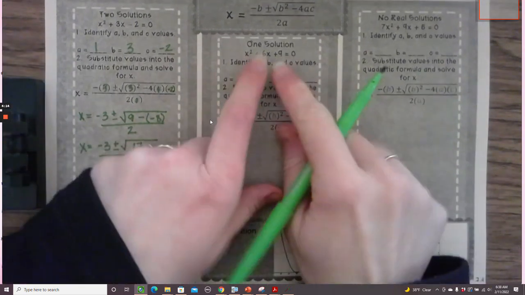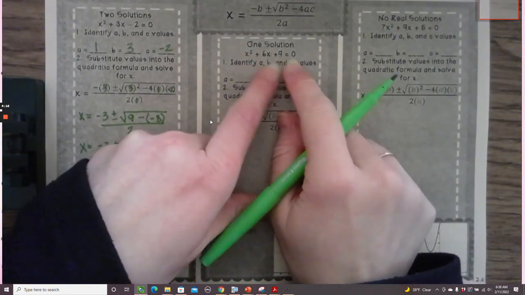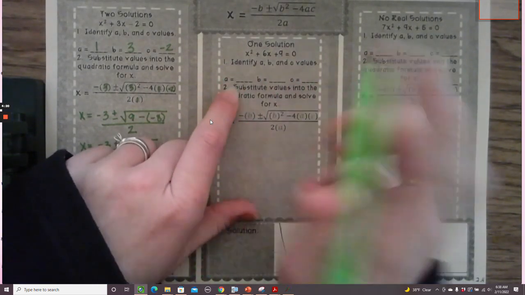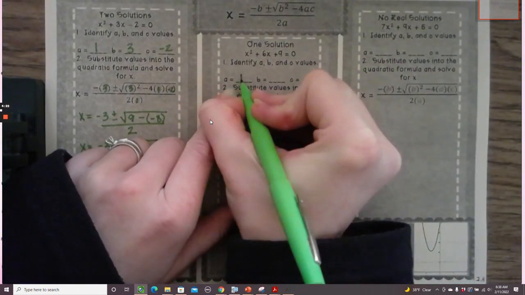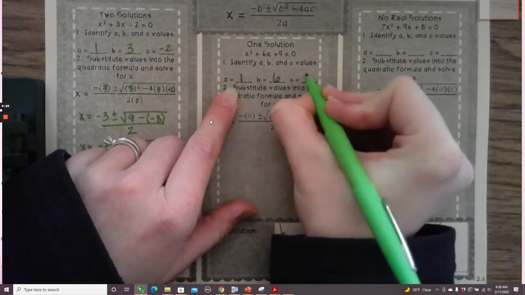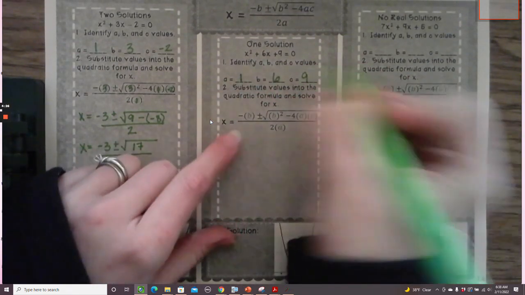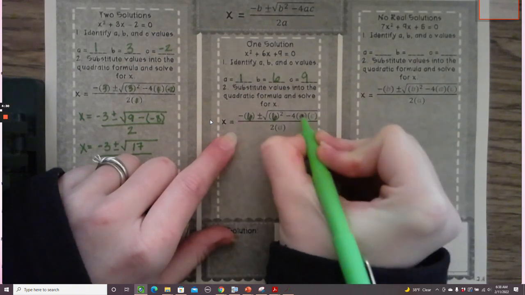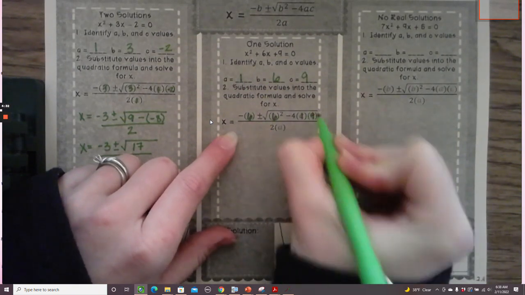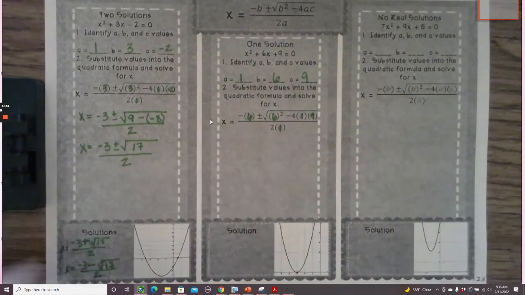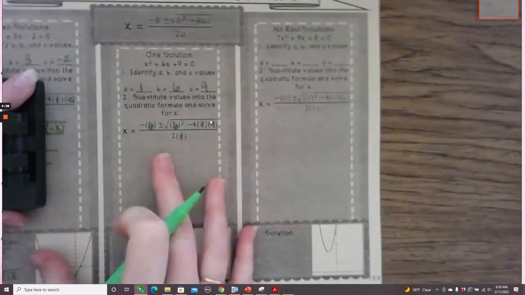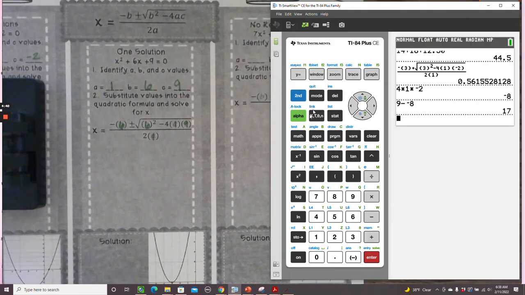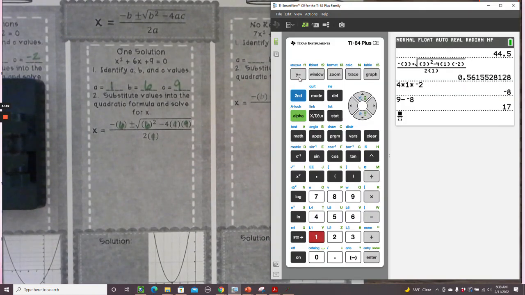All right, so new quadratic, x squared plus 6x plus 9. So we're going to identify our a, b, and c values. So a is 1, b is 6, c is 9. Okay, so b is 6, a is 1, c is 9. So we're going to do the same thing here. We're going to type this all in one fell swoop and just see if it'll simplify. And then I'm also going to show you how to simplify it by hand.